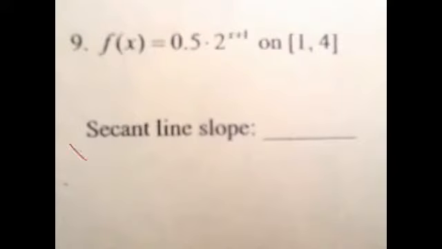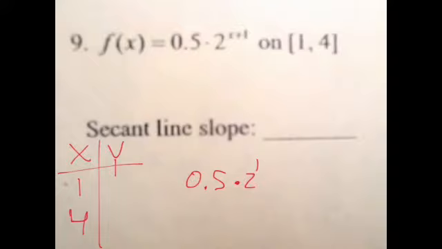If you jump over to 9, again, I'm just going to make a table because I need to get the y values that go with these x ones. So it starts at 1, ends at 4. I'm going to take each of those numbers and plug it in. So I got 0.5 times 2 to the 1 plus 1 power. Well, 1 plus 1 is 2. 2 to the 2nd is 4. And you have to do half of that. That's what 0.5 is. And so half of 4 is going to give me 2.